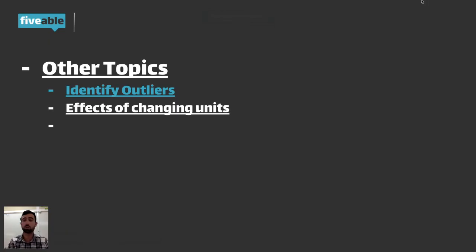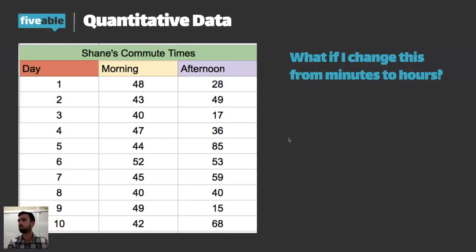So we could change my morning commute times, and let me go back to that. We could change this from minutes to, let's say, hours, and the shape wouldn't change, but the other summary statistics would. So the shape would still be the same. However, the IQR would be different, standard deviation would be different. All those things would just be a little bit different based off of how you change your data.